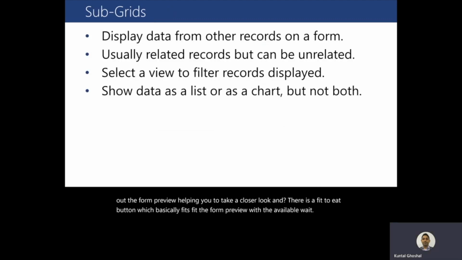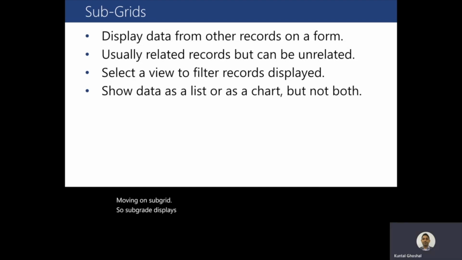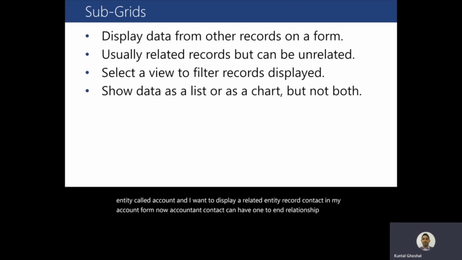Moving on, subgrid. So a subgrid displays data from other records in the form. So let's say I am on an entity called account, and I want to display a related entity record, contact, in my account form. Now, account and contact can have a one to n relationship. One account can have multiple contacts, and I can use a subgrid to basically display all the contacts which are related with that particular account inside a subgrid in my form.